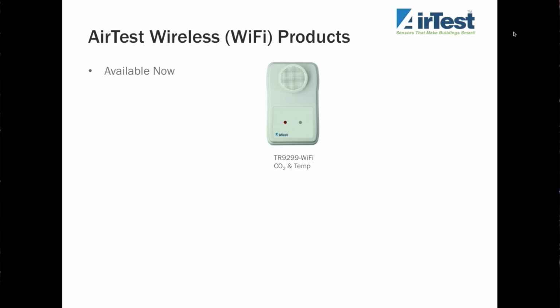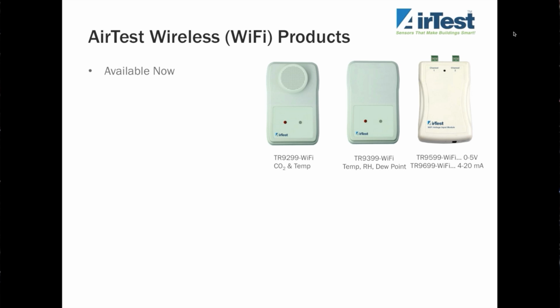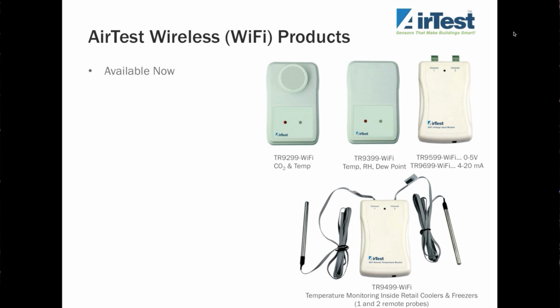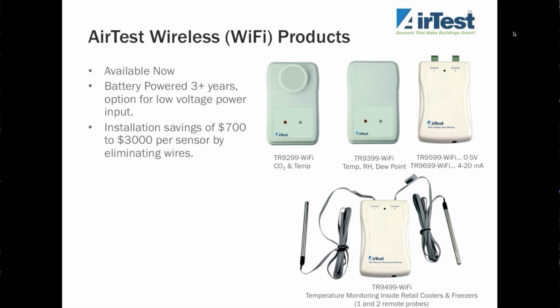And all these products are available now, and they include a CO2 and temperature sensor, a temperature and dew point or temperature and relative humidity sensor, a sensor that can actually take an analog output from any other sensor and turn it into a Wi-Fi signal, and finally basically a transmitter that has remote temperature probes that can be used to monitor temperature in a variety of places and broadcast that information to a local Wi-Fi network. All these sensors have a few things in common, including an ability to operate for 3 years on two AA batteries. They also, by the way, can be line powered so that you don't have to change the batteries. We feel that in many cases, you can save $700 to $3,000 per sensor by eliminating wires and using this Wi-Fi technology.